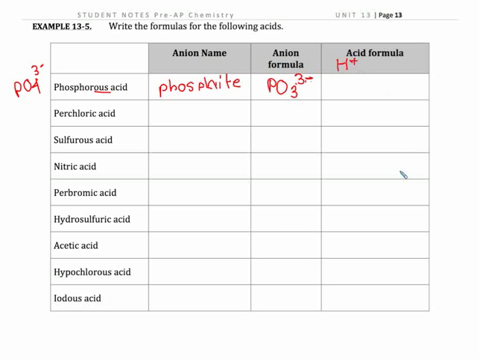Okay. Remember, H plus is my cation for an acid, and I need as many H pluses as I need to neutralize those negatives. So if I have 3 negatives, I need 3 positives to provide charge balance. So that would be your acid formula.